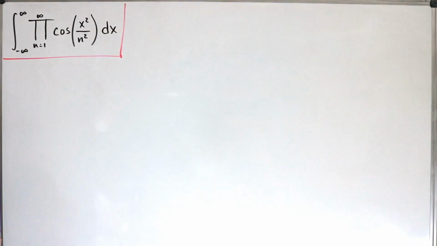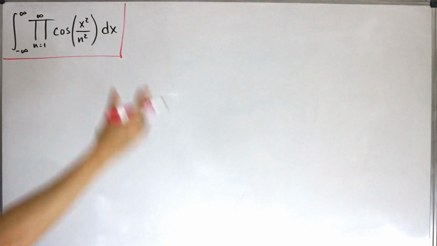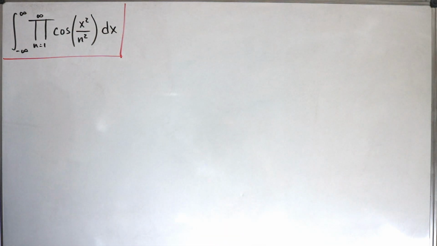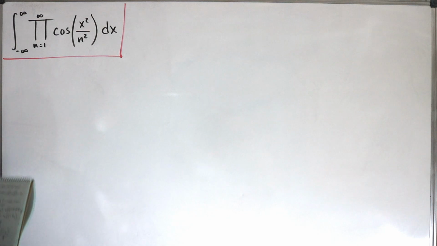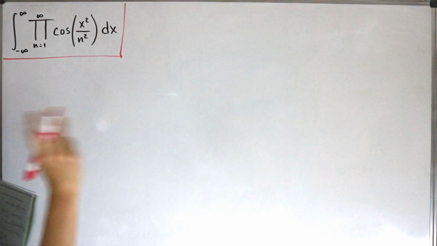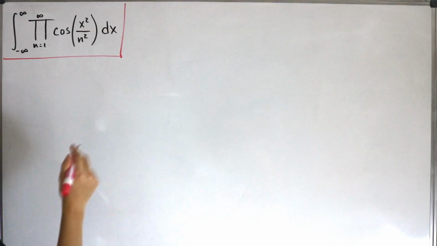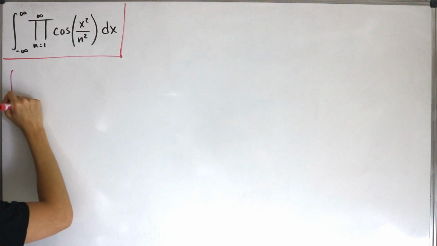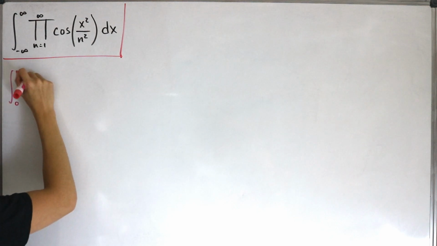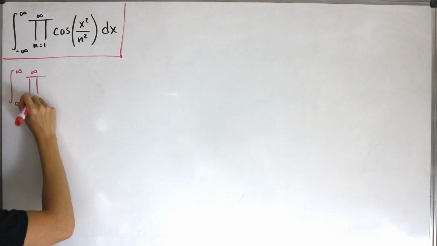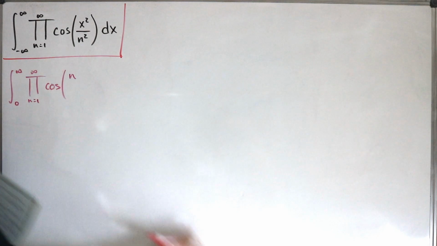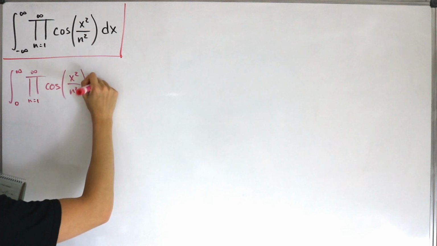Let's break this integral up. As we know, the cosine function is an even function. So if we're dealing with even functions over an integral of the real line, we can split this up as a double. Let's break that smaller and deal with the half interval of the positive real numbers. We'll start with the integral from 0 to infinity of the infinite product, n equals 1, of cosine of x squared divided by n squared, dx.